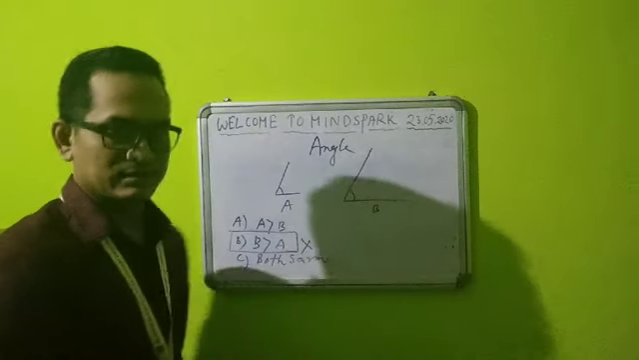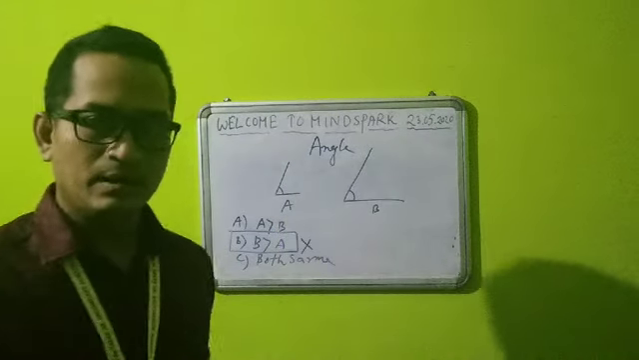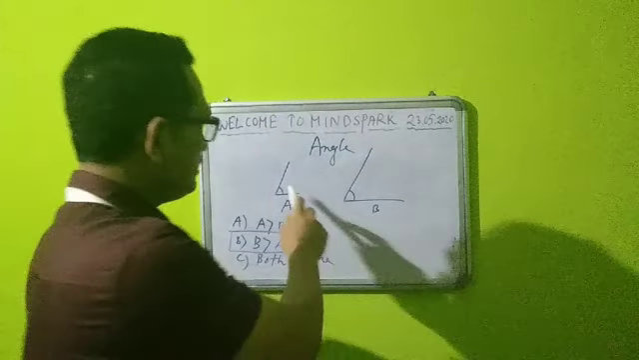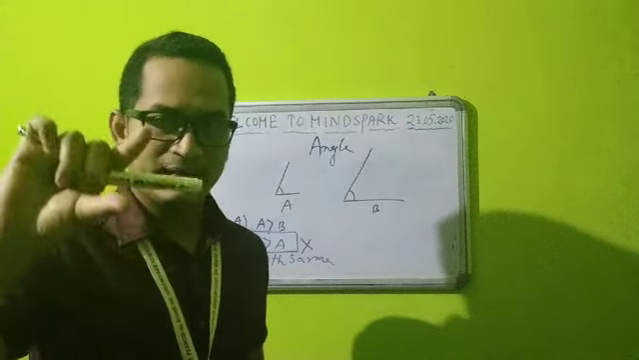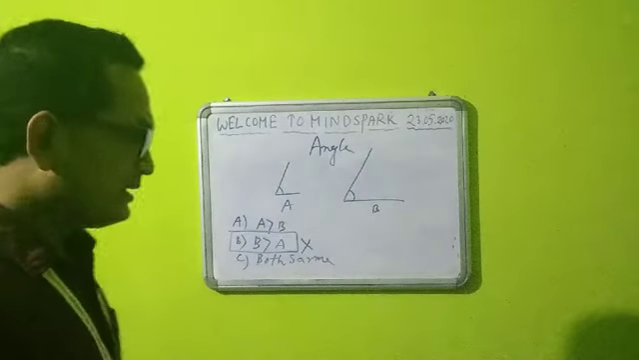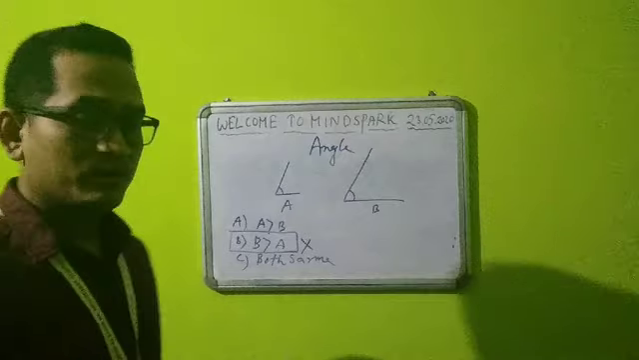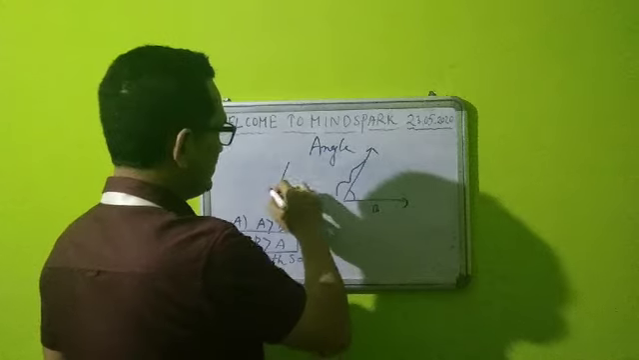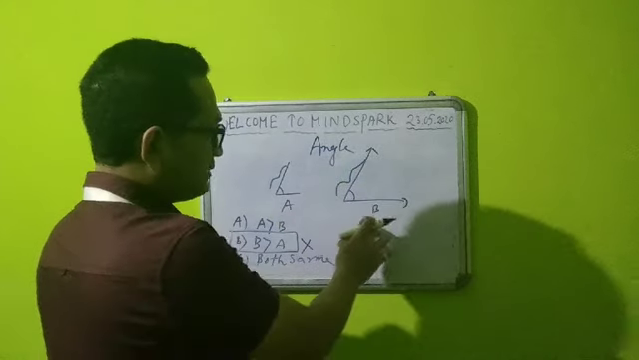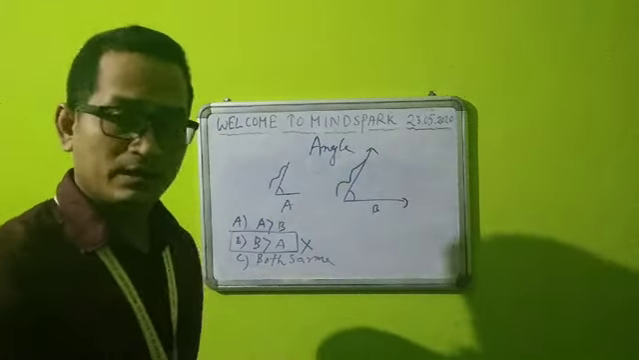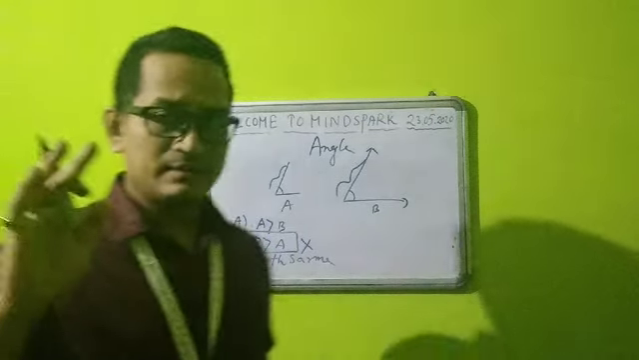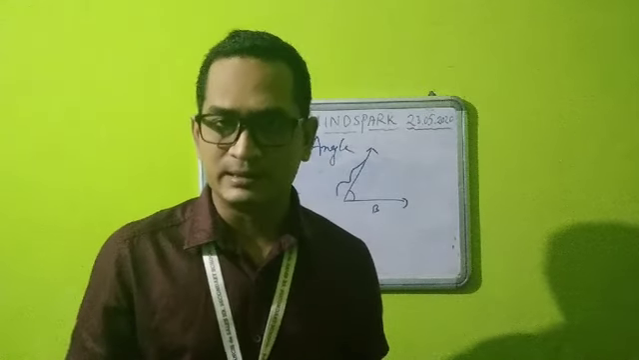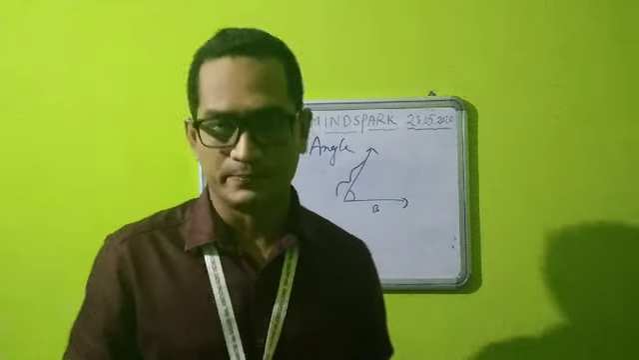Students, though I have drawn these angles like this, in Mindspark, when you see the question, the angles look exactly the same. That means the opening of the angle is the same. But why have many of the students said that B is greater? Because you can see the length of the arms. The arm length of this angle is longer than this one. So students, you have a confusion here that if the arms are long, then the angle will be greater. But it is absolutely wrong.